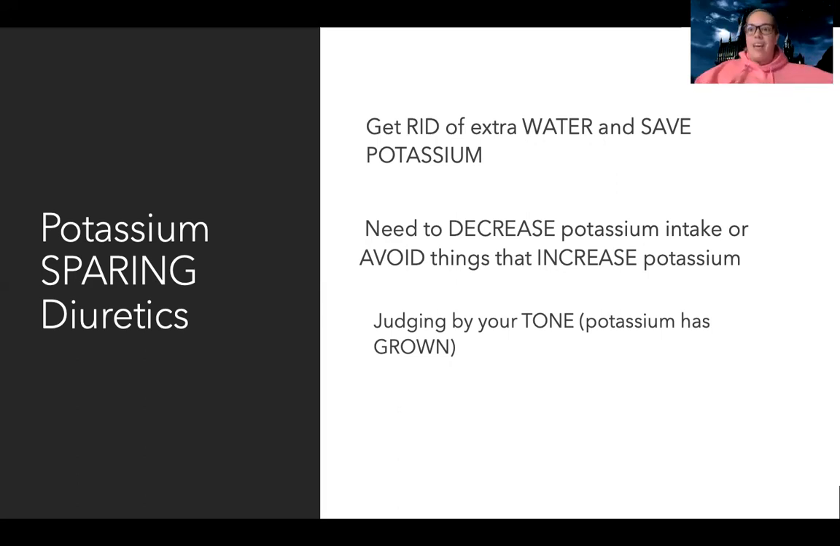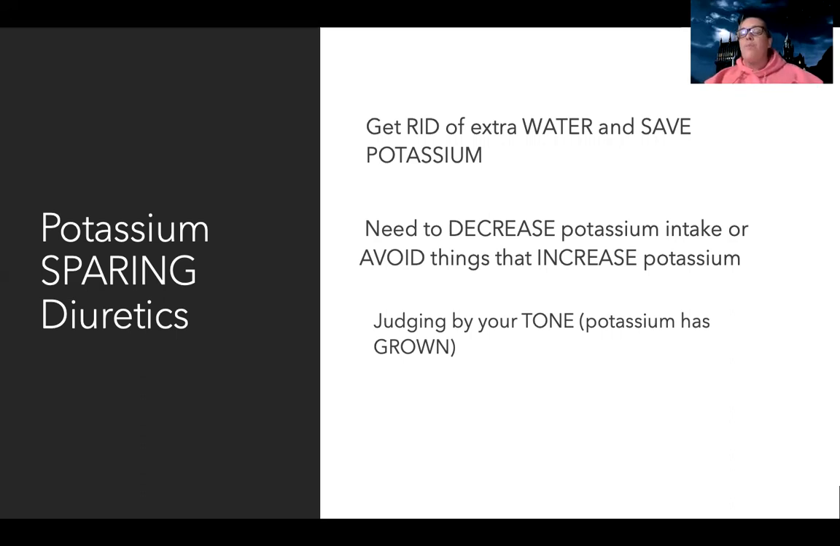So this might seem great. It's like, well, why don't we just use this? Well, these ones don't work as well as the potassium wasting diuretics. And there's a lot of concern about the fact that they can actually raise your potassium. While having potassium seems better than having less potassium, if you have too much, then you can have a problem either way. Too little or too much potassium is always going to be a problem. You want to keep it in that normal range.